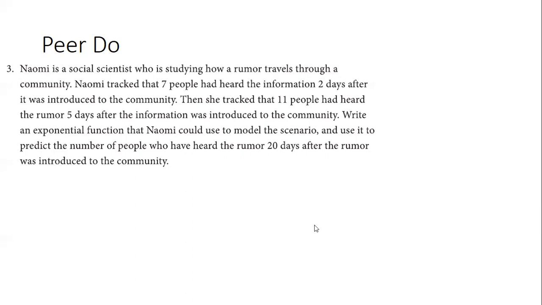Let's check in on steps 1 and 2. See how we did, okay? So on step 1, what were your ordered pairs? 2 and 7 and 5 and 11. Good? Okay, remember time is our independent variable, right? Can we control time? Nope.